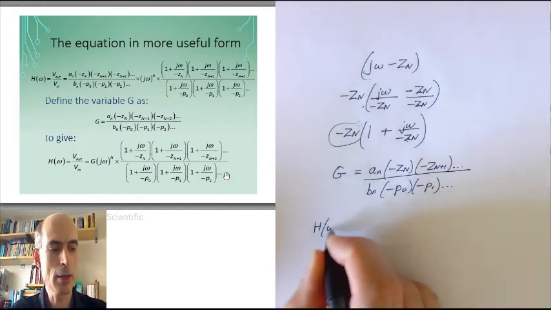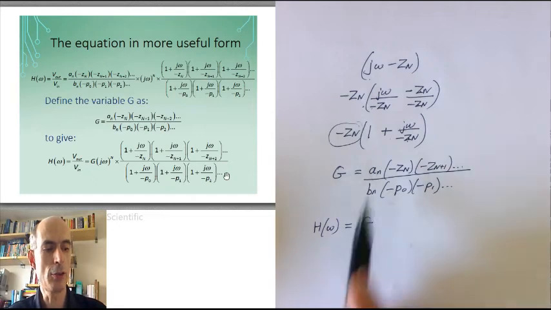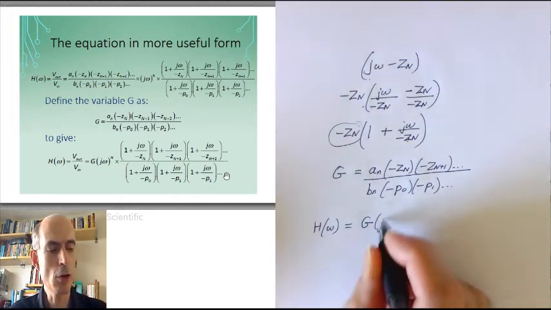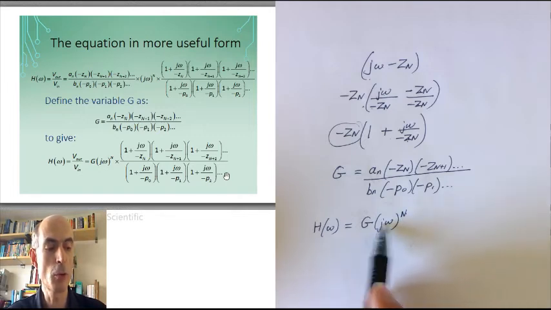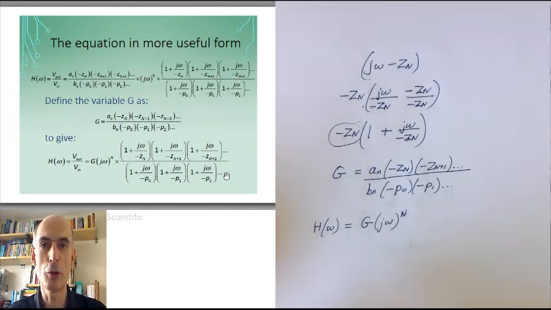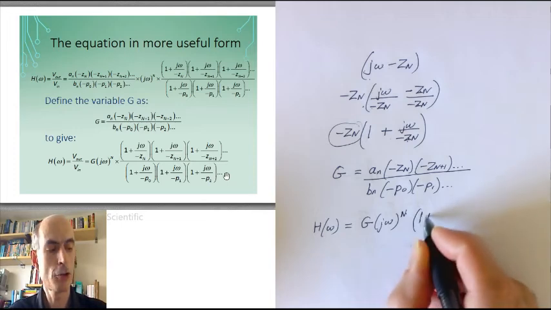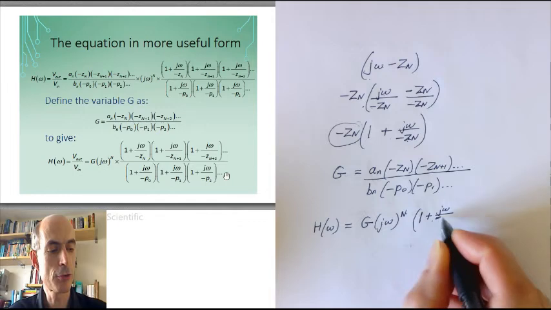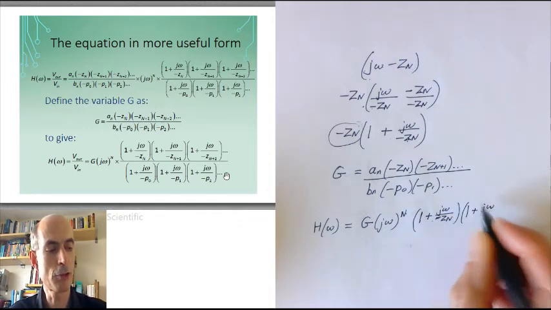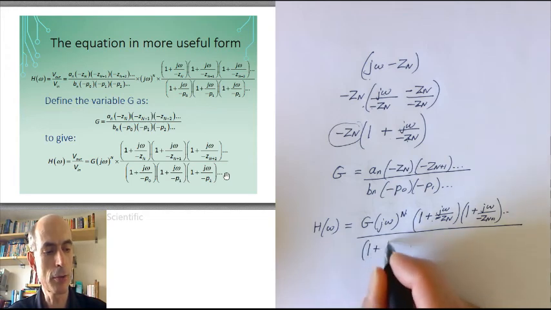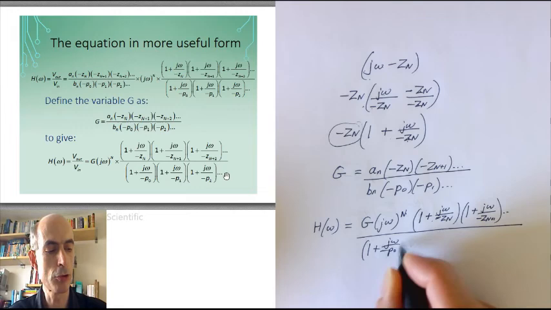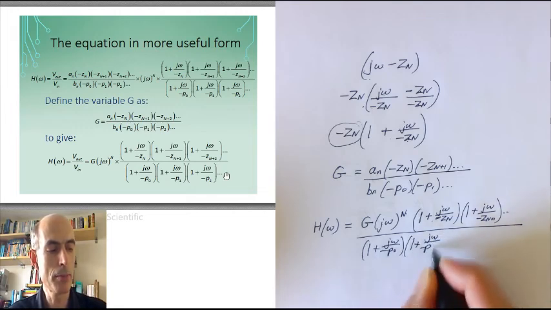The frequency response, h of omega, is g, where g is just given by this, but we're never going to calculate it like this. It's just going to be g, a gain factor, times j omega to the power of n, where n is the number of roots of the numerator that occur at j omega equals 0, or if you like, the number of factors of j omega that you can extract from all of the terms in the numerator polynomial, times terms that look like this. 1 plus j omega over minus zn, 1 plus j omega over minus zn plus 1, and so on in the numerator, and 1 plus j omega over minus p0, 1 plus j omega over minus p1, and so on in the denominator.